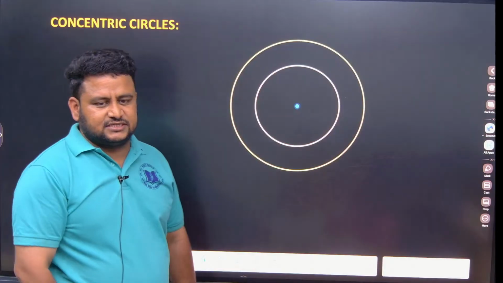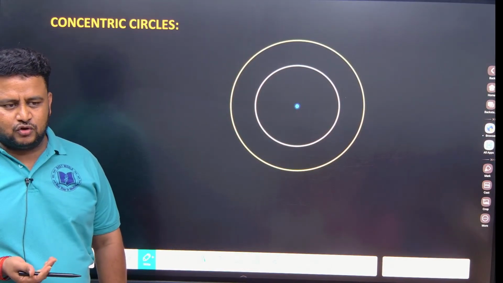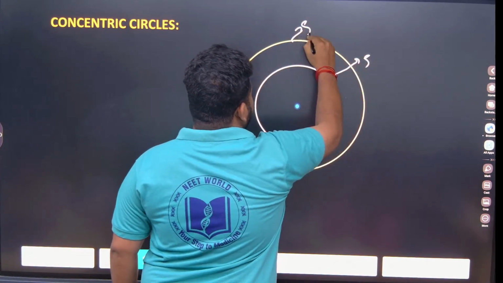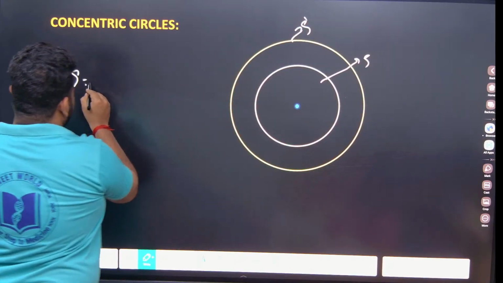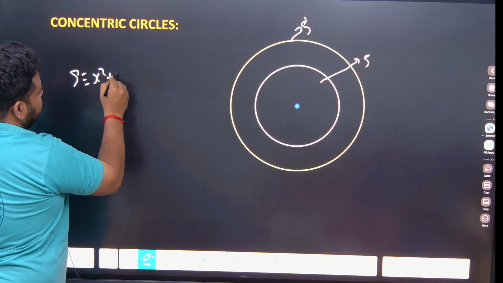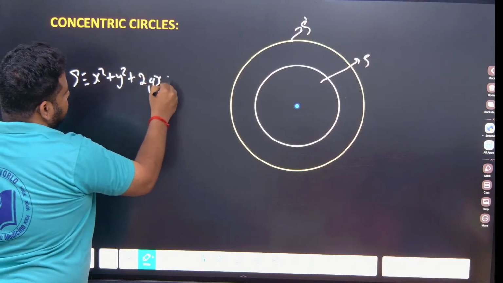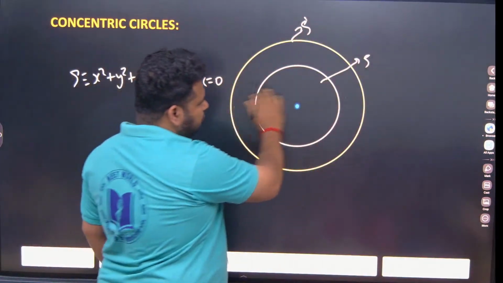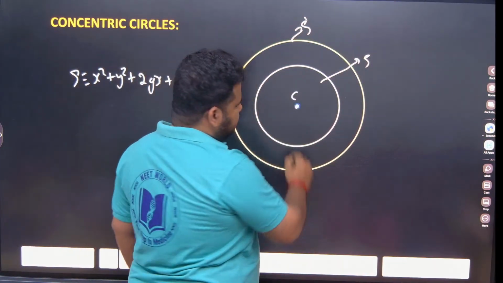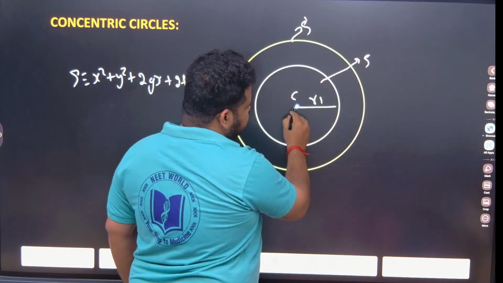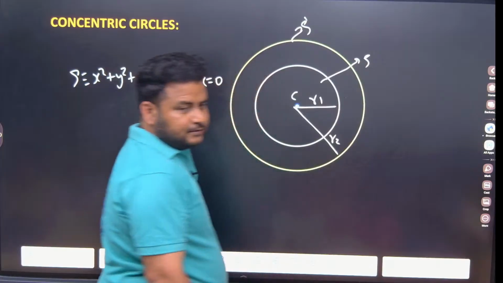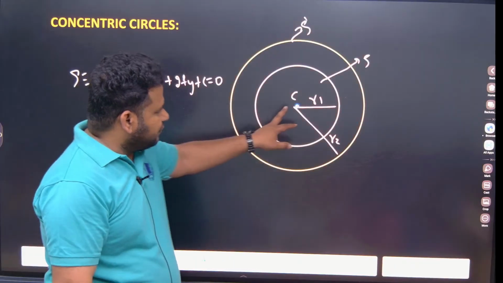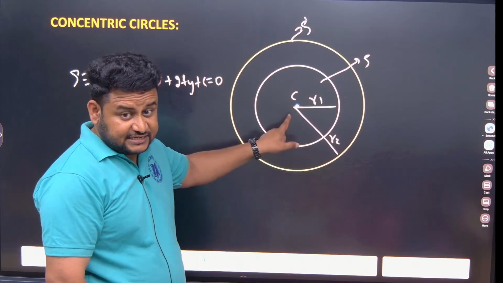Next thing, concentric circles. This is nothing but similar to parallel lines. Suppose this is circle S and this is S dash. S is given by x square plus y square plus 2gx plus 2fy plus c is equal to 0. Now for both the circles, what is common? Center is common, correct? For this, let the radius be r1, and for this, let it be r2. The center is common.